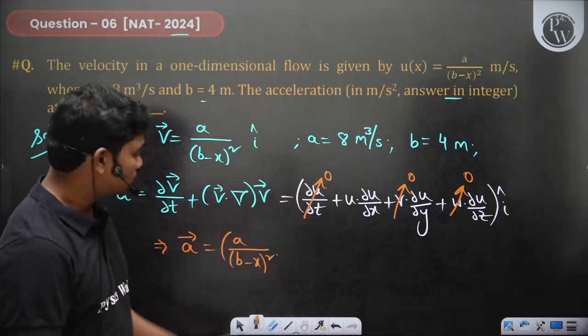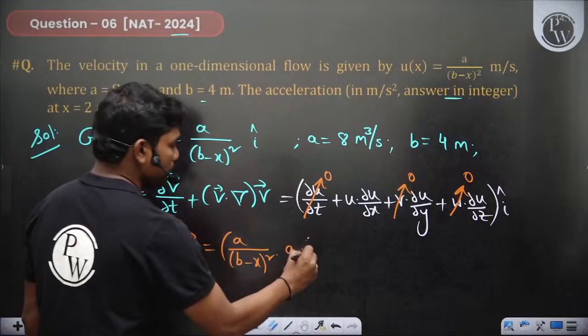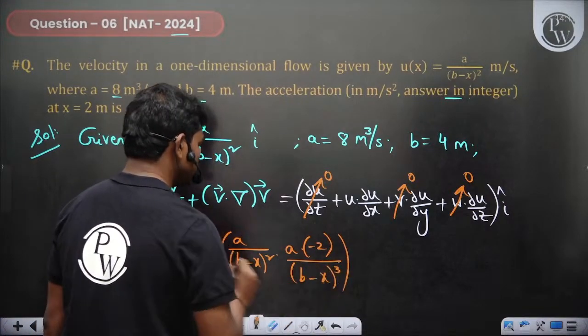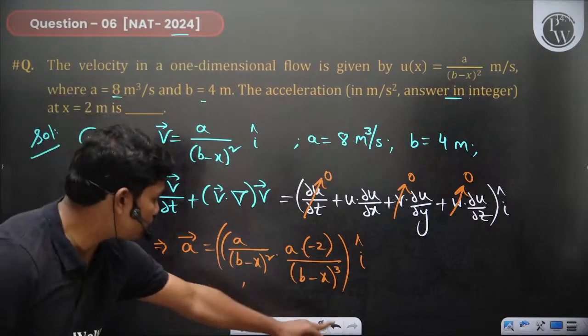Yeah, of course. So you can see if you differentiate this, a is constant, then if you differentiate this function, -2 divided by b minus x whole cube. Okay, so this would be the value, i cap, of course, correct? U into dou U by dou X.